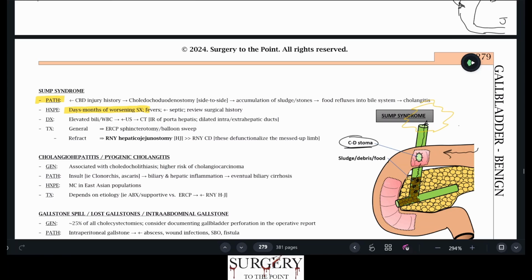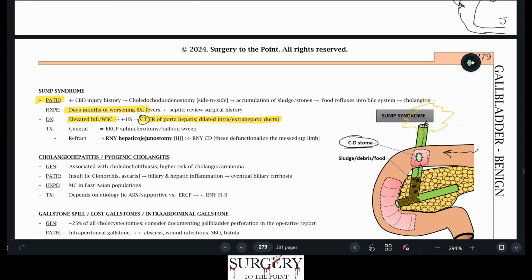And so, how would you work this up? You'd be planning on doing your basic labs, CMP, CBC, maybe get an ultrasound, but the go-to for this would be a CT scan. And I wouldn't say an MRI would be a bad move, but in these situations, time may be of the essence, and so you probably want to get a CT scan.